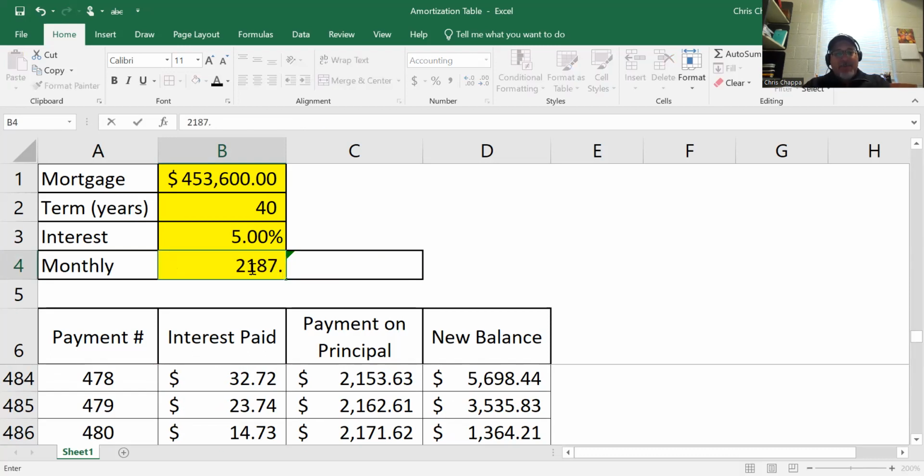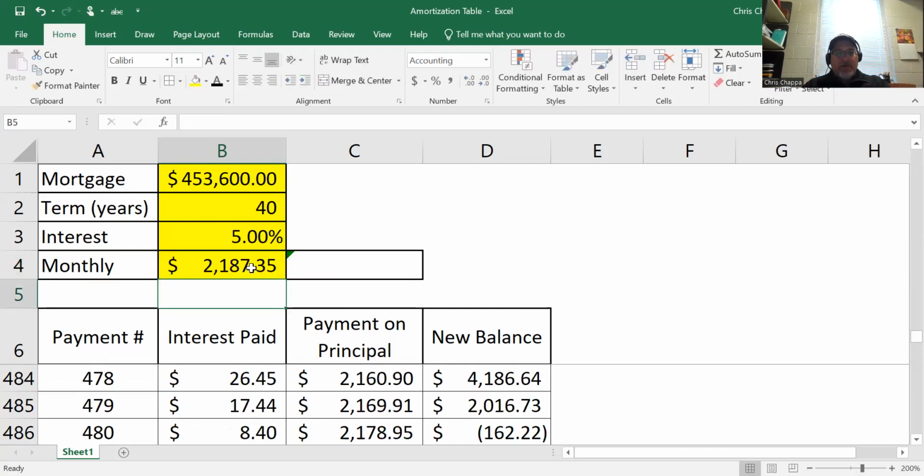Even the slightest bit extra, I want to say 35. No, it was 25. Even the slightest bit extra can make a huge difference. To illustrate this, let's suppose that I just send 2,200 a month because that's a nice round number. If I change this monthly payment to 2,200, how quickly will we get out of this mortgage?